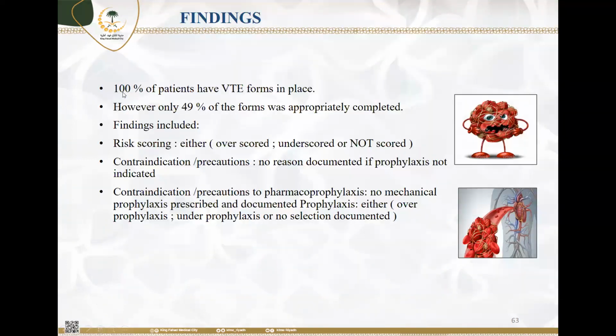What was the finding? 100% of patients have the VTE form in place, but only 50% of the forms were appropriately completed, with risk scoring either overscored or underscored, contraindication, precaution. We don't have any reason documented if prophylaxis is not indicated. And importantly, if there is a contraindication to pharmacoprophylaxis, we have seen no mechanical prophylaxis prescribed and documented. So this is an important point to mention.